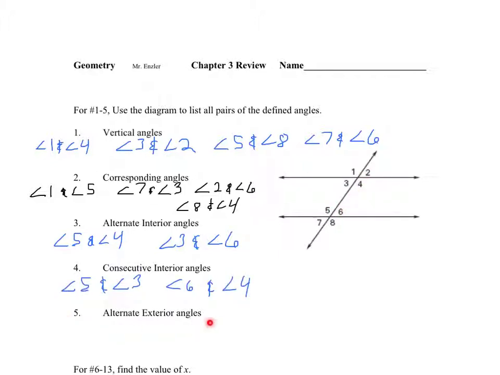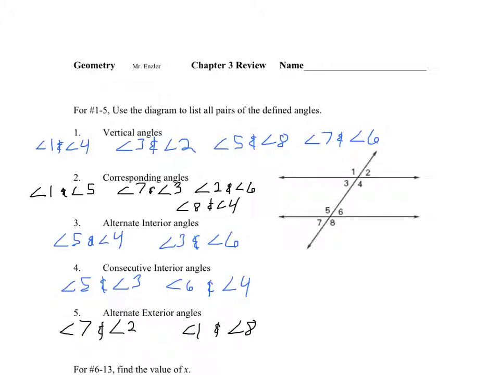Alright, and then number 5, alternate exterior angles. So alternate, again, that means one angle is going to be on the left side of the transversal, one will be on the right. Exterior means these outside angles, 1, 2, and 7, 8. So alternate exterior angles would be 7 and 2 and 1 and 8.